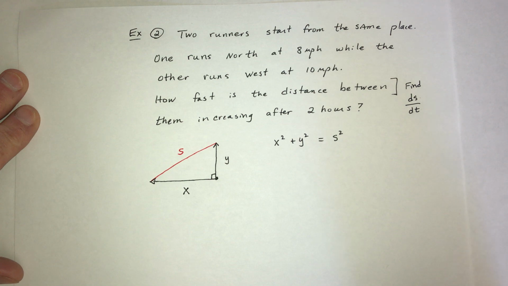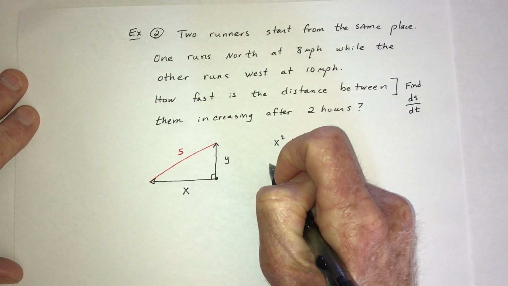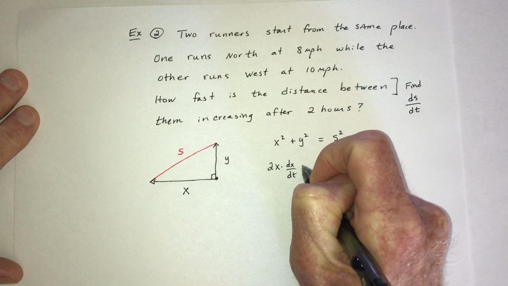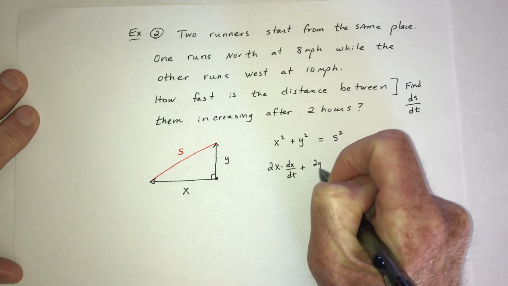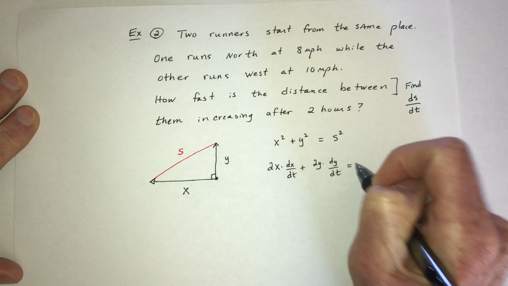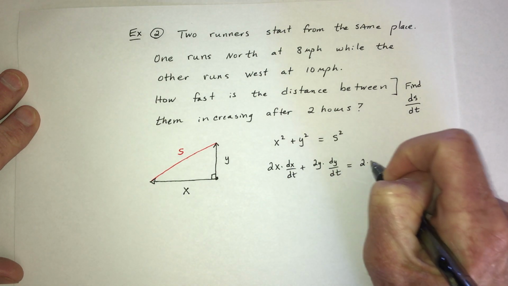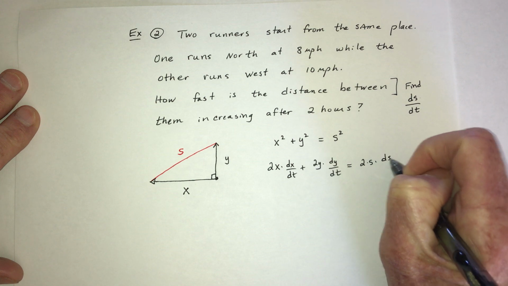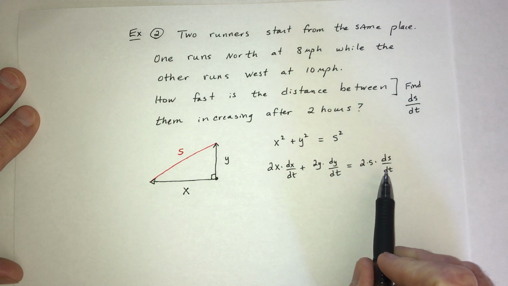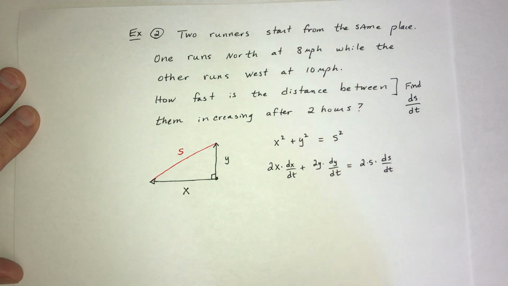All right, just like on the last one, take the derivatives. So we would have 2x times dx/dt plus 2y times dy/dt. And then on the other side, it's going to be 2 times s times ds/dt. Now we need to solve for this one, ds/dt. And we need to plug in the numbers. Well, what are the numbers?